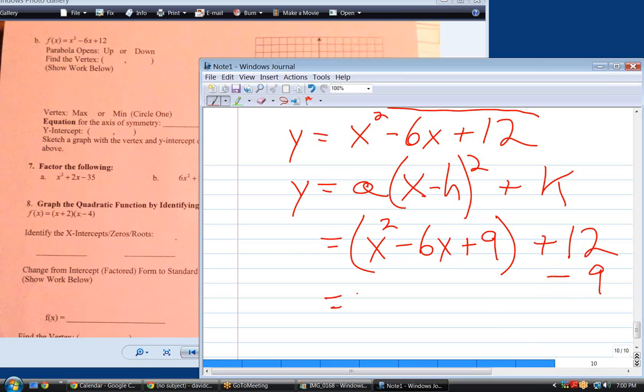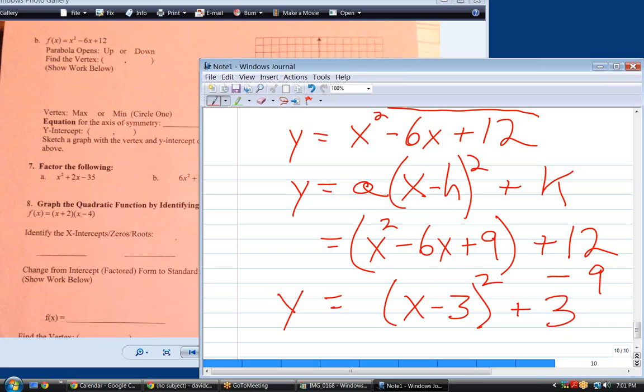Now, I'm in vertex format. What's my final answer? What linear factor squared does this become? Does it become x squared? No, remember it's a linear factor. X minus 3? Correct. Squared. Plus what? Plus 3. There. In one step, maybe 2 steps, we converted it to vertex format.